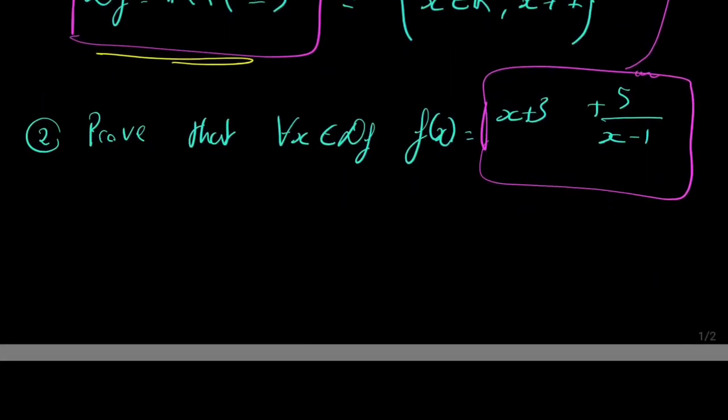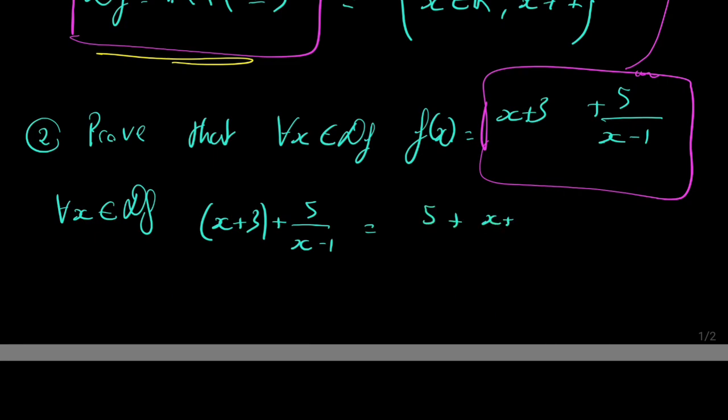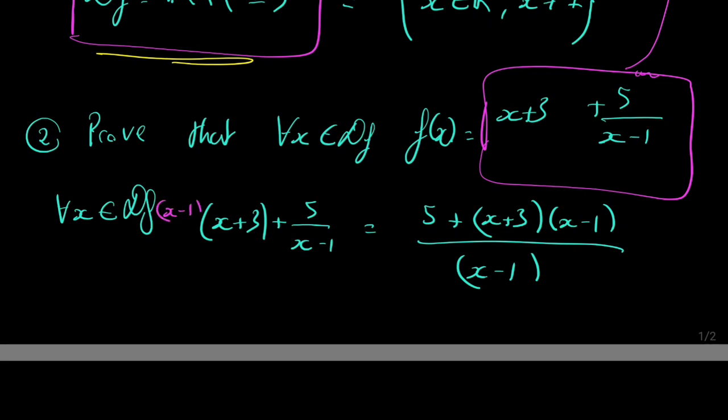Let's do it. So for all x in df, when x minus 1 is different from 0, we've got x plus 3 plus 5 over x minus 1 is equal to 5 plus x plus 3 times x minus 1, everything over x minus 1. What we did here was to multiply by x minus 1 at the top and at the bottom. We can do it because this thing is of course different from 0.